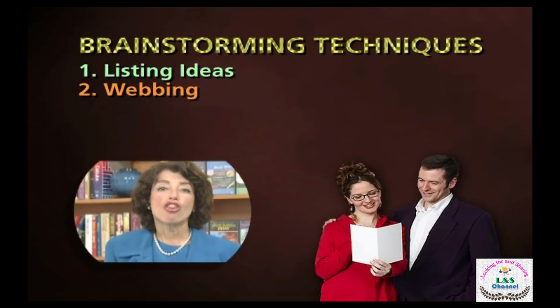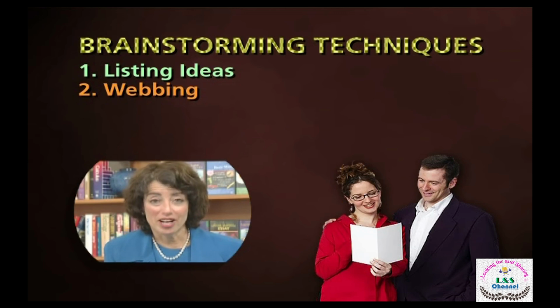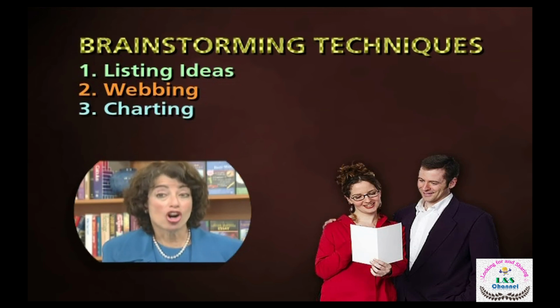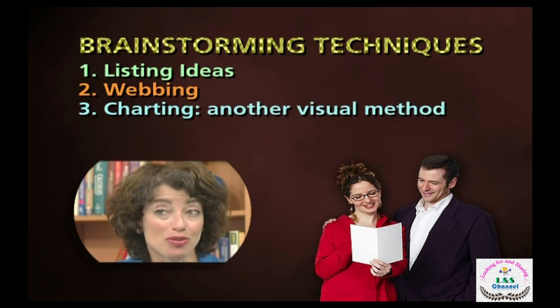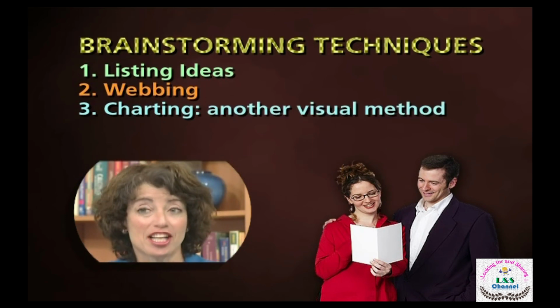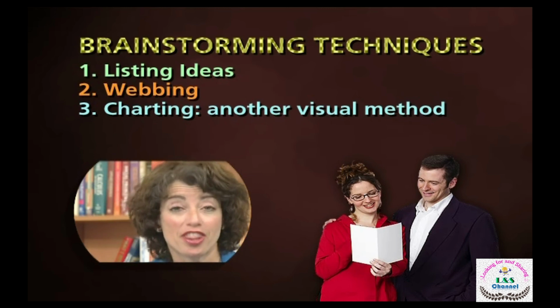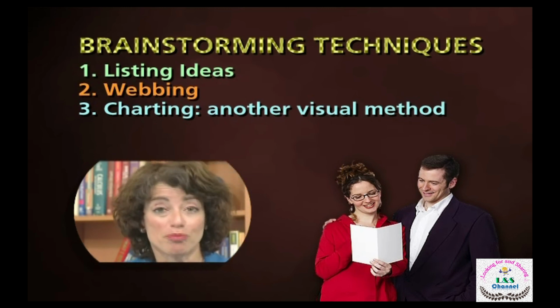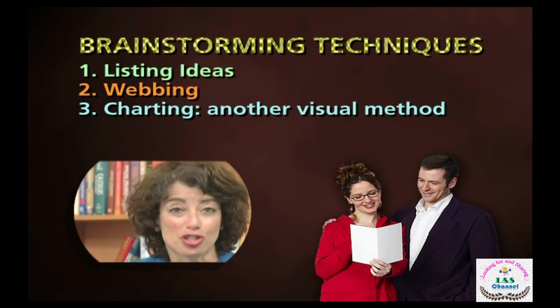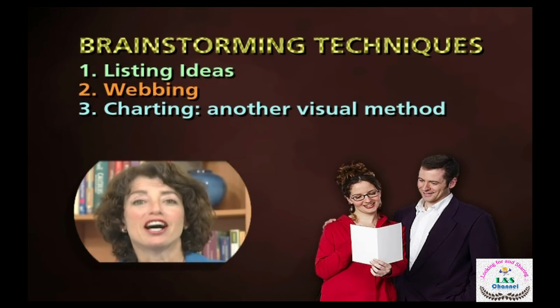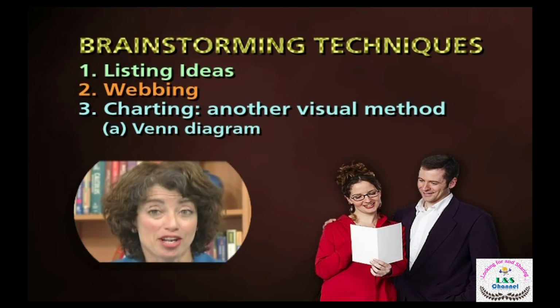Let's turn to our third way of brainstorming ideas. I call this charting. Charting is another visual method that you can use to generate ideas. You can make up any chart that you like. I'm going to tell you about a number of different charts, and I'm going to give them different names to make them easy for you to remember. The first kind we'll call a Venn diagram.